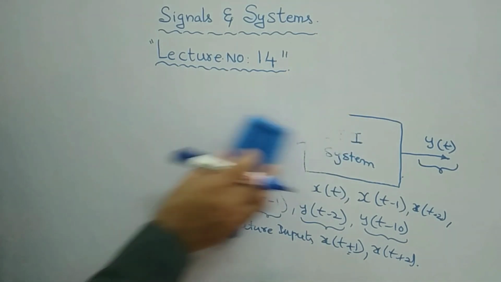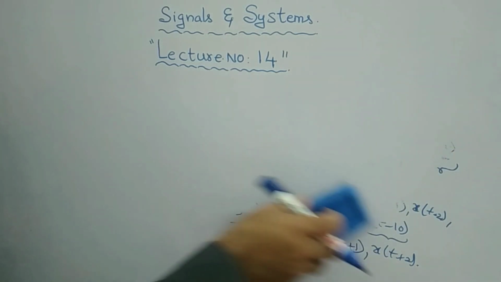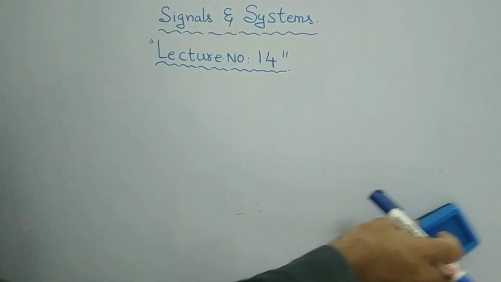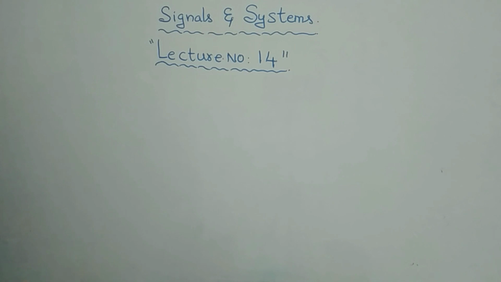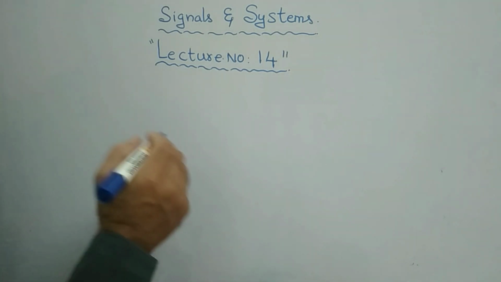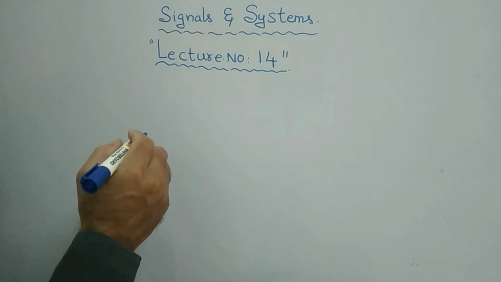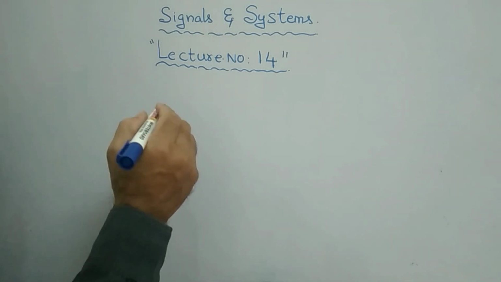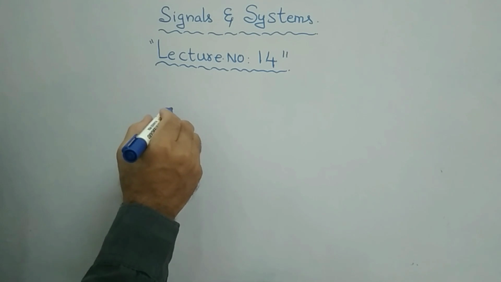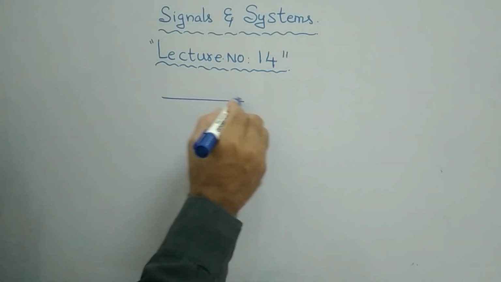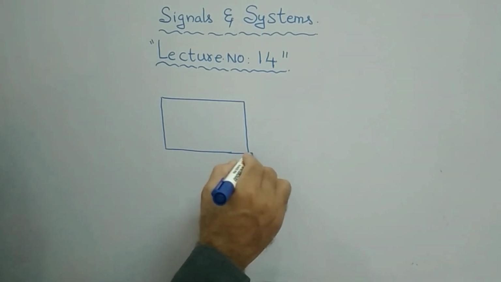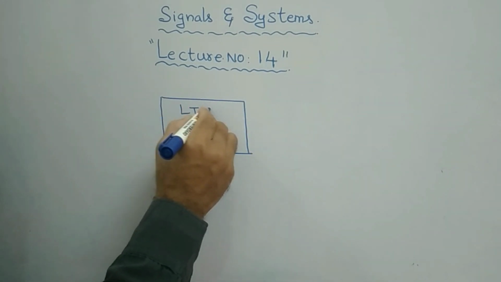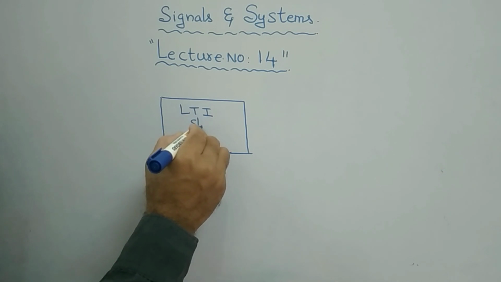And moreover, there is one very important condition that needs to be remembered for causality of a system in terms of its impulse response. In terms of its impulse response, it is a very important point to remember. Let us say, for example, this is the given LTI system.